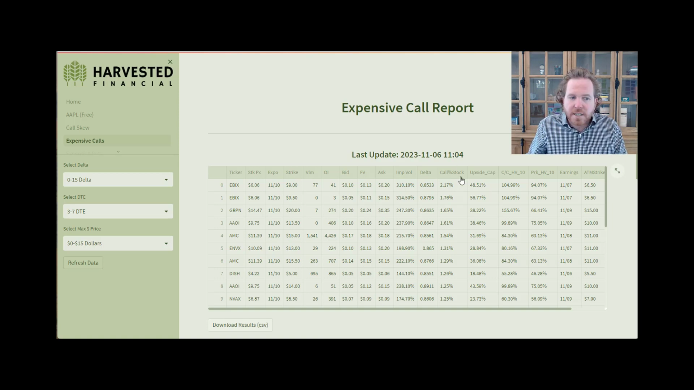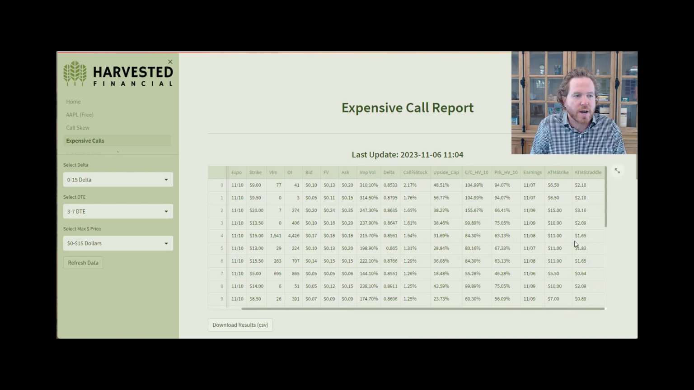This call percent of stock column, that was what I mentioned as being the main filter for this whole report. So it's automatically sorted by the biggest ones. We then look at the delta range. So we're looking at relatively small deltas. And the final columns that are interesting would be the at the money strike and at the money straddle.